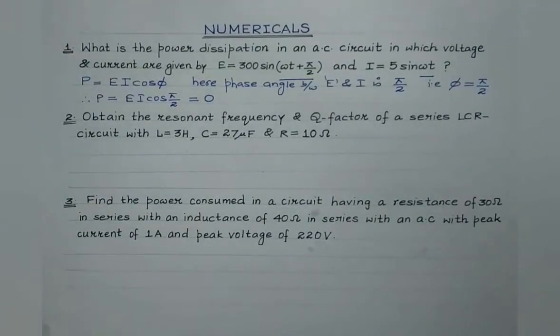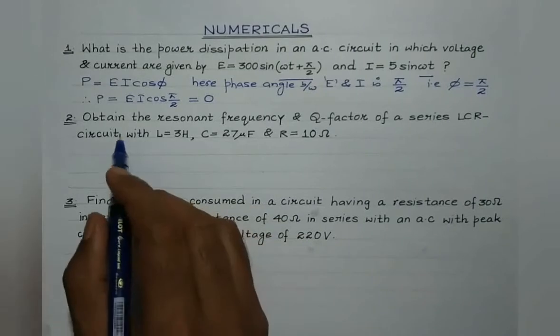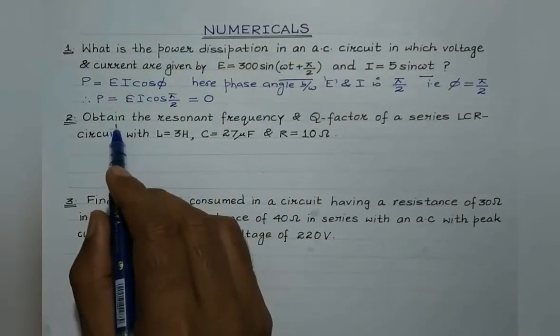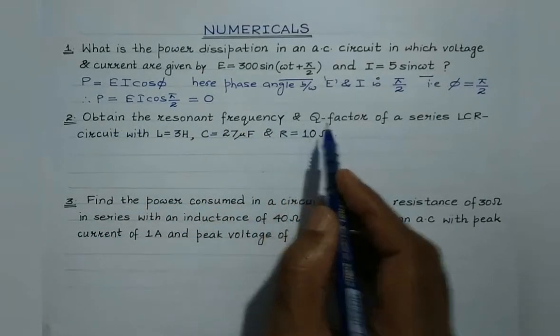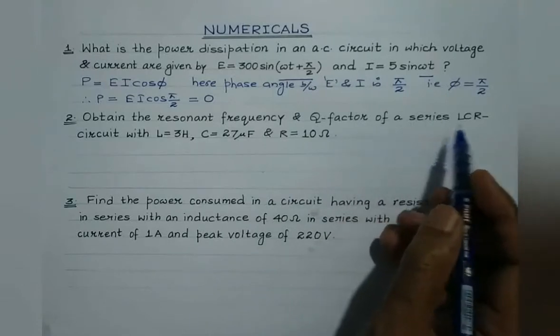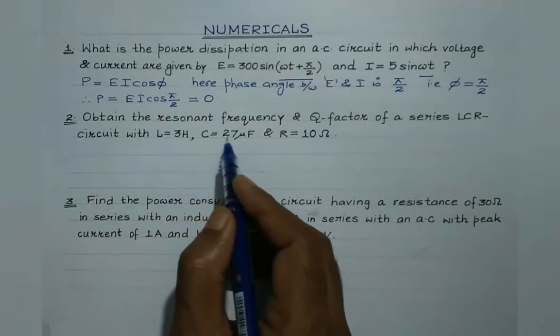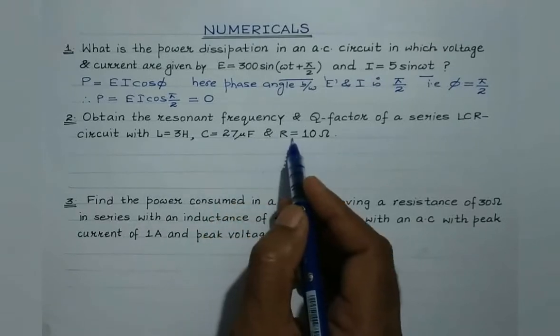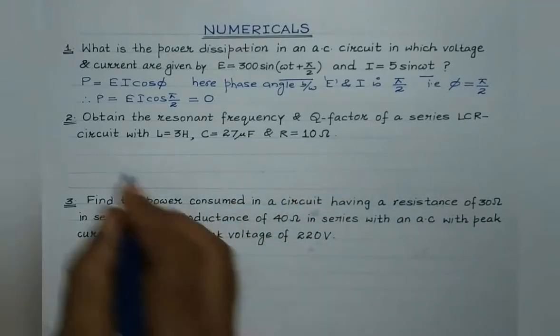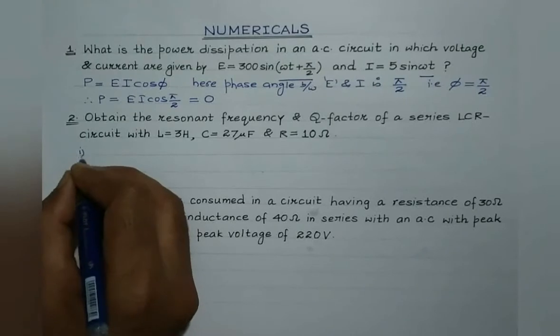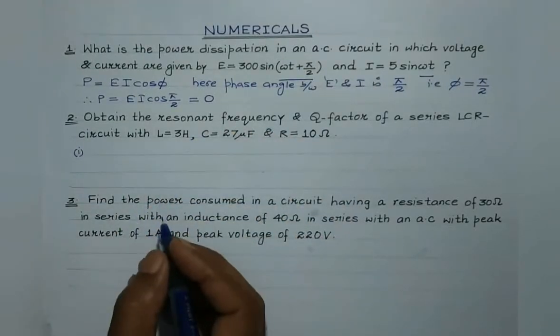Okay, let's proceed with the second question now. In the second question, we are supposed to obtain the resonant frequency and the quality factor of a series LCR circuit with inductance 3 Henry, capacitance 27 microfarad and resistance of 10 ohm. So let's deal with the first part, resonant frequency.